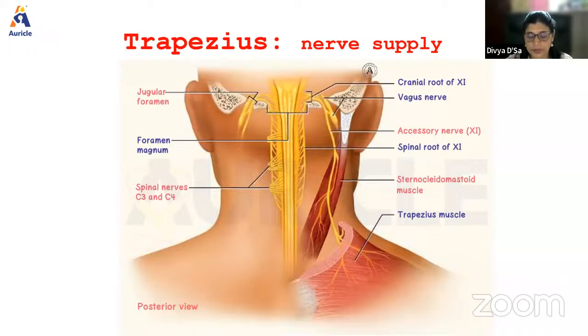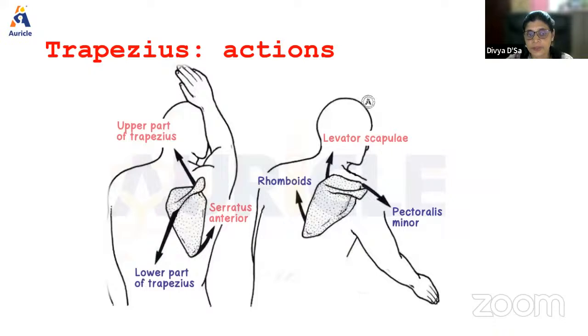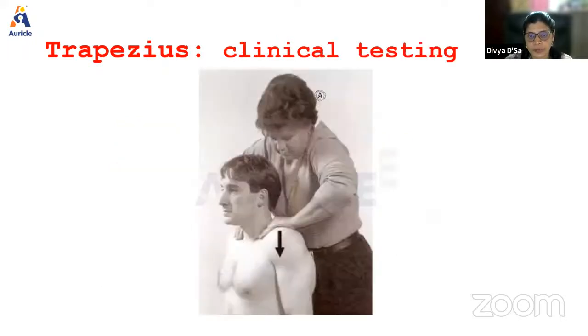The different fibers bring about, when we have to abduct beyond 90 degrees, the arm above the head abduction, and it lifts the shoulders. So it brings about this shrugging of the shoulders, as well as the abduction.